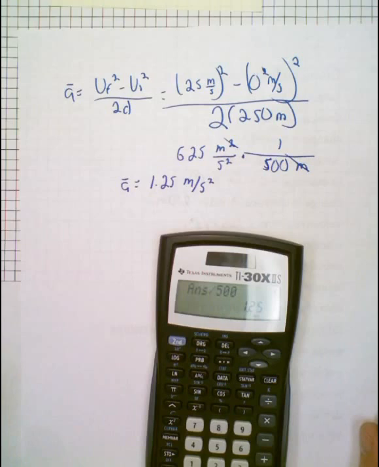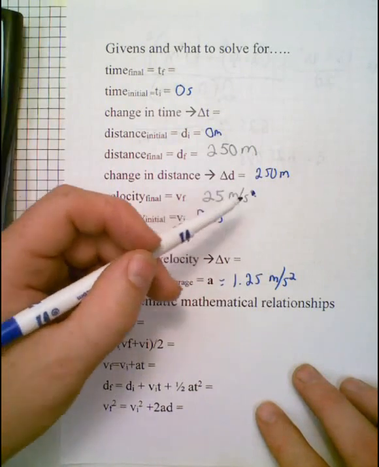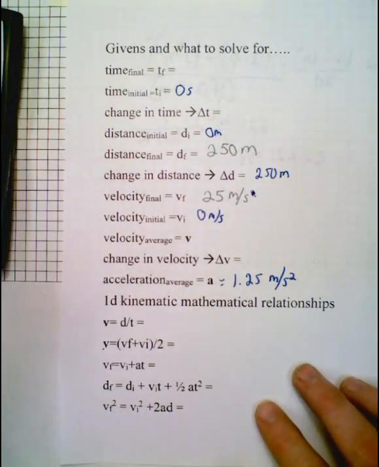Go back over on the other side. 1.25 meters per second squared. And at this point, can I also figure out my average velocity? Of course I can, which would be here. 25 plus 0 is still 25, divided by 2 is 12.5. This gives me 12.5 meters per second.